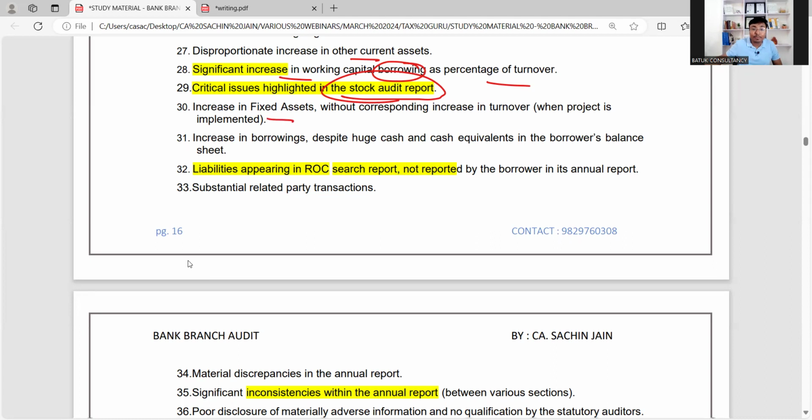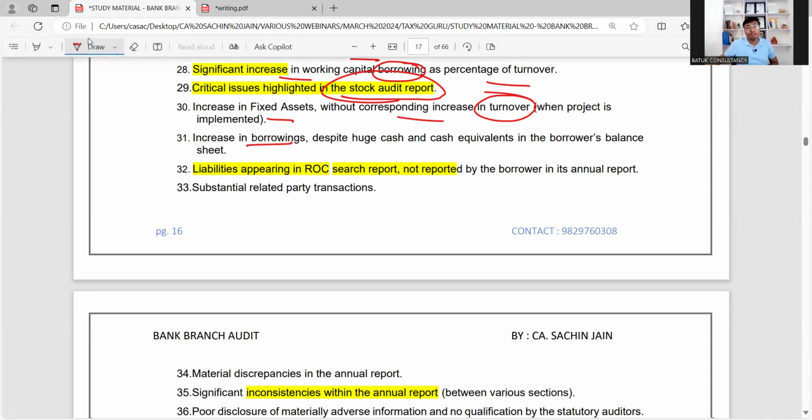Increase in the fixed assets without a corresponding increase in the turnover. Fixed assets are continuously increasing, but there is no increase in the turnover. In that case, this is also an indication. Increase in borrowings despite huge cash and cash equivalents in the borrower's balance sheet. Liabilities appearing in the ROC search report not reported by the borrower in the annual report.